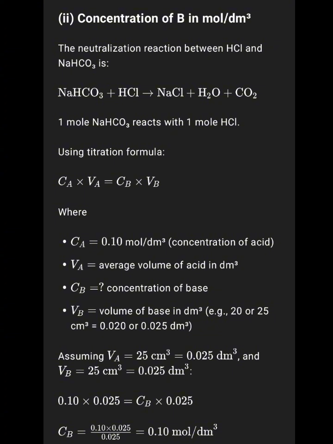Looking at question number 2, concentration of B in mole per dm³. We look at the equation between the sodium bicarbonate and HCl, to give us sodium chloride plus water plus carbon dioxide. The mole ratio between our acid and base is 1:1. So you use this formula: CAVA over CBVB equals nA over nB.